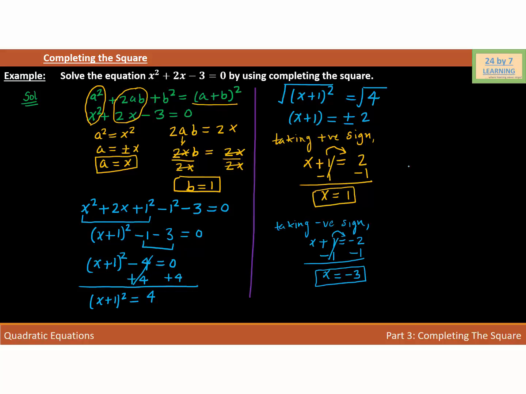So my answer for this quadratic equation is basically x is equal to 1 and x is equal to negative 3. So basically I have two roots for the equation x squared plus 2x minus 3 is equal to 0, which is basically x equals 1 and negative 3.